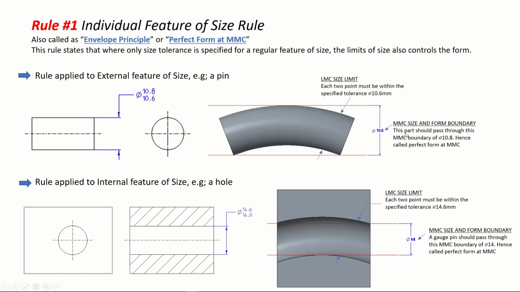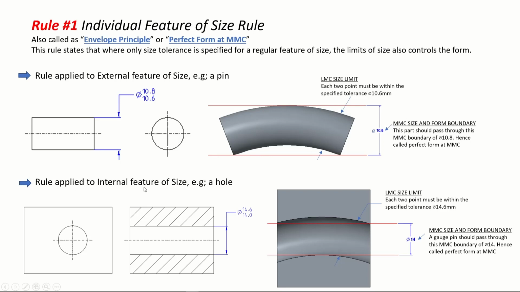So with the MMC size boundary condition, it will pass through this 10.8 no matter what, if it is a passable part. But it also has to satisfy the LMC size limit condition. Whatever cross section you take, at any point, it should not go below 10.6 mm. It should always be greater than 10.6 mm, because that was my limit. But the gauge that you will be making will be of this maximum material condition, for a shaft.